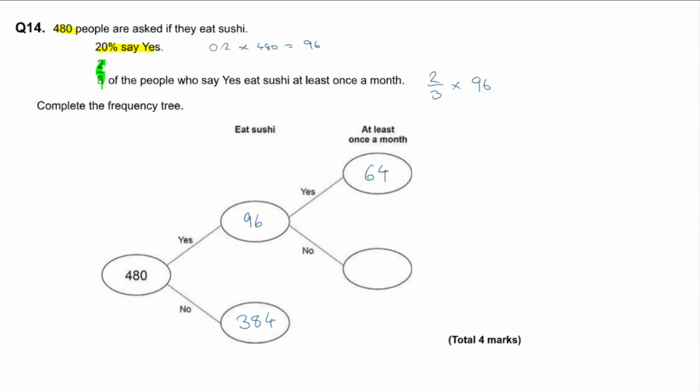It's going to be the difference between those two numbers, then, isn't it? So it's going to be 96 minus 64 for the other branch. That is 32. Okay, all done.